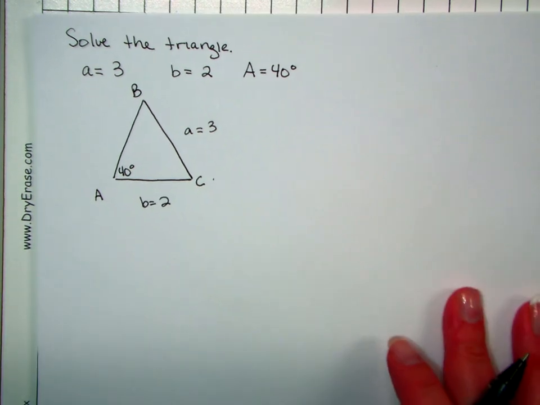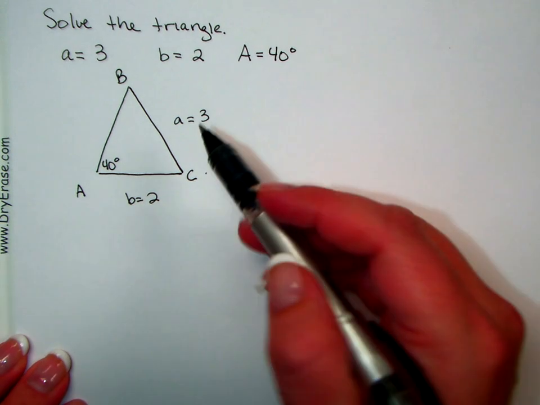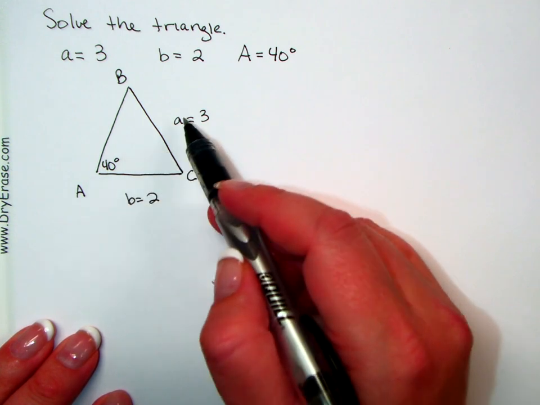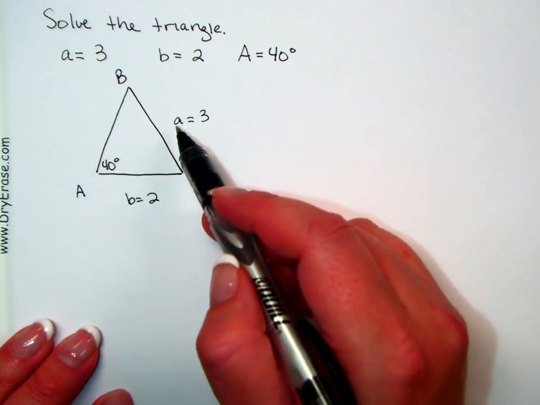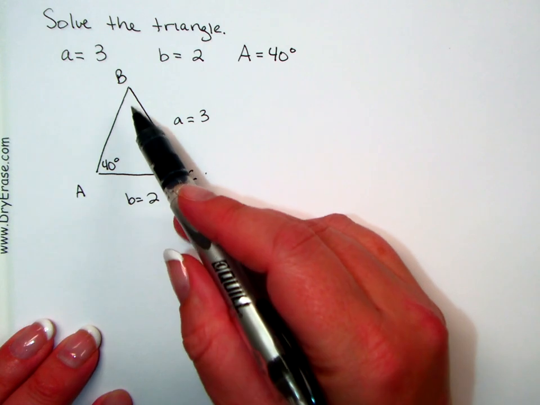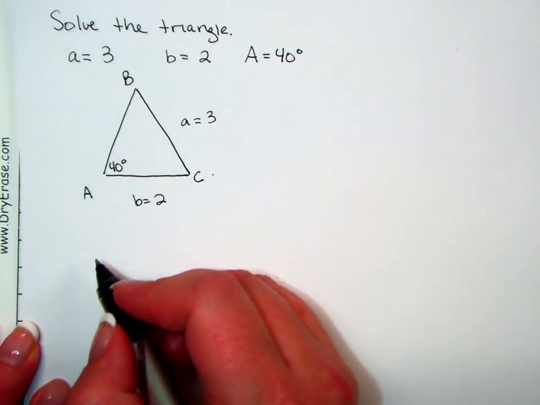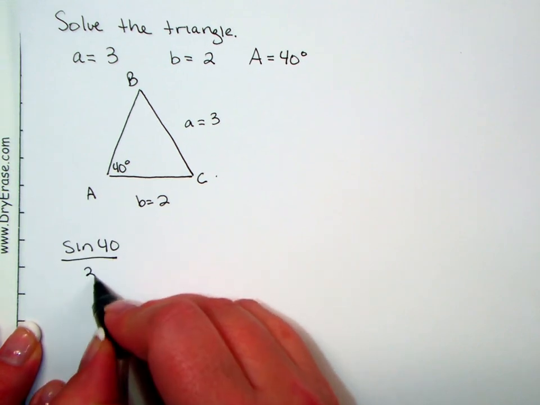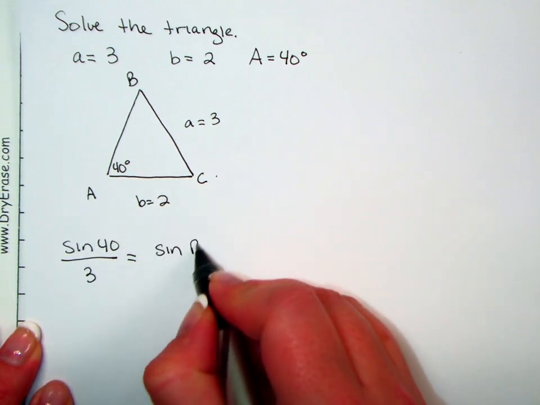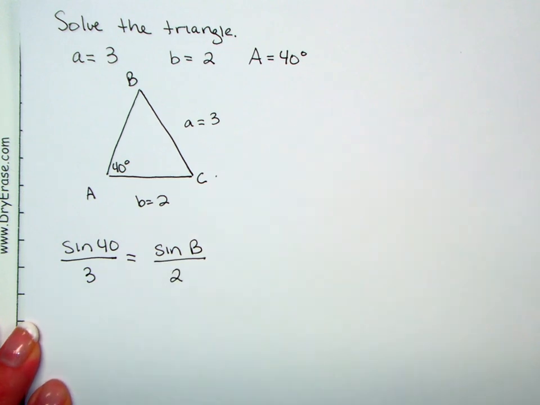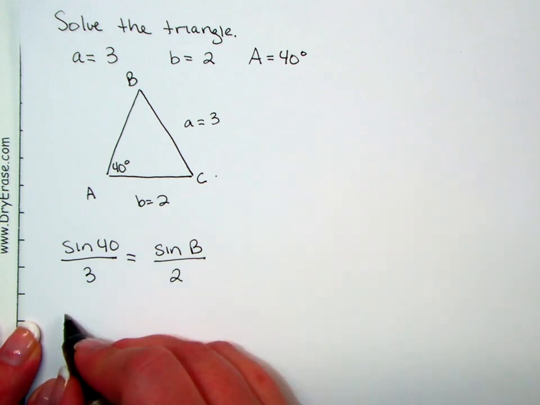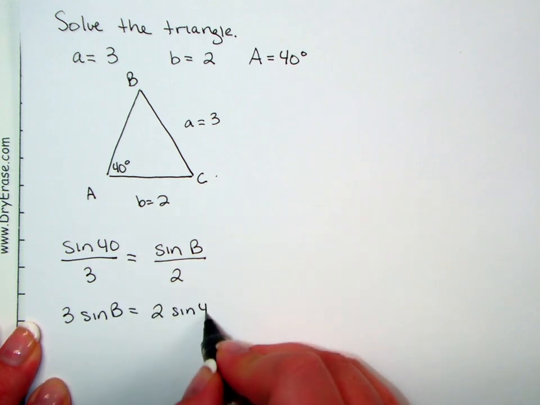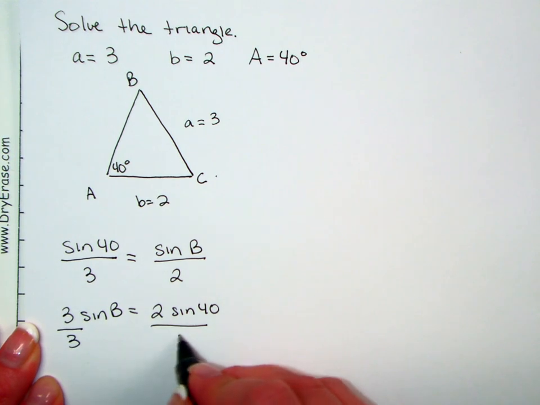Right? So we're only given one angle, which means there are multiple combinations here for angle B and angle C. Notice we're given one proportion here for angle A and side A, and we are forced to solve for angle B here. So I'm going to go ahead and solve for angle B first. So sine of angle A divided by little a equals sine of angle B divided by little b. So cross multiply. 3 times sine B equals 2 times sine 40. Divide both sides by 3.